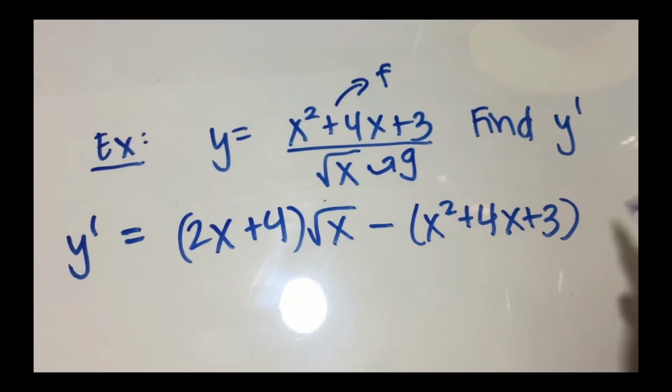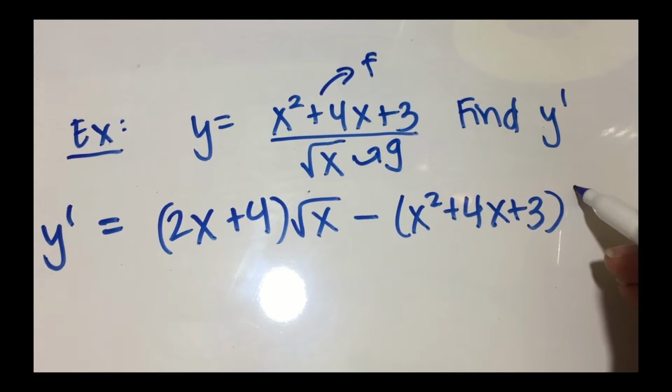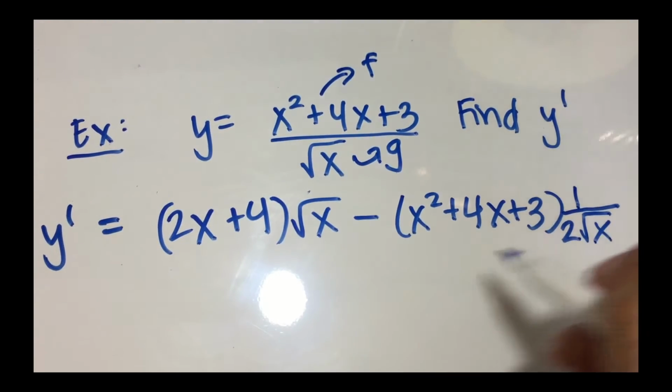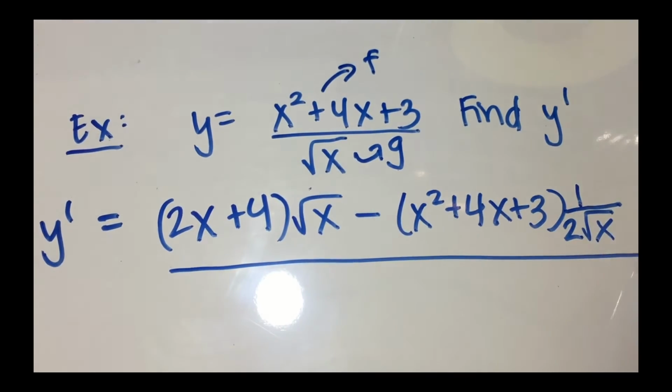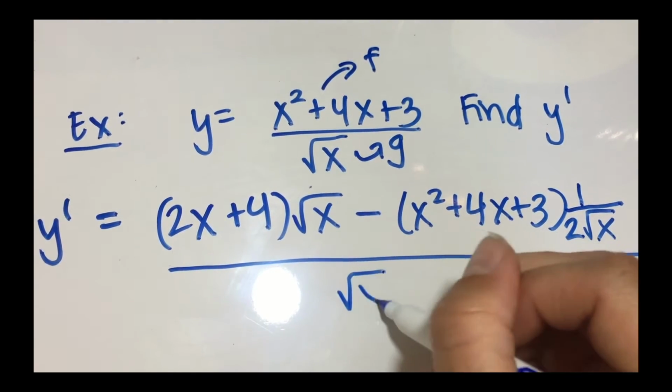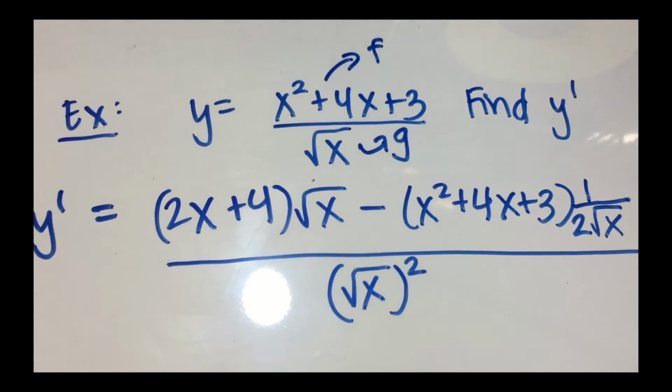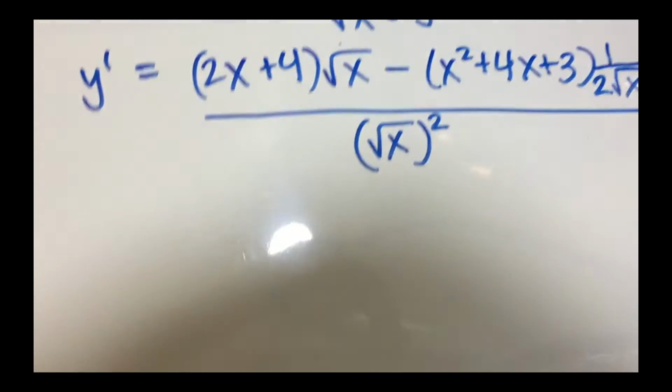and then take the derivative of the square root of x, which is 1 divided by 2 times the square root of x. This is all divided by the square root of x squared, because this will be my g squared here. And now I will do a little bit of simplifying.